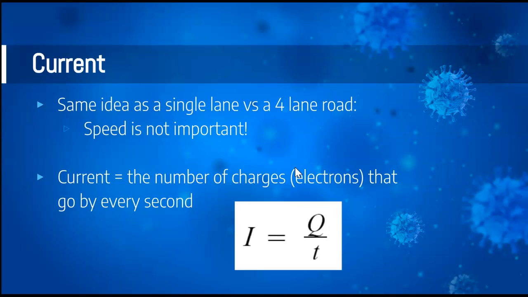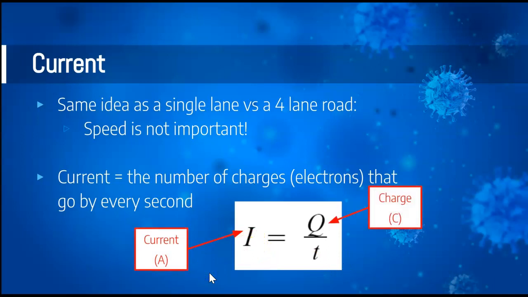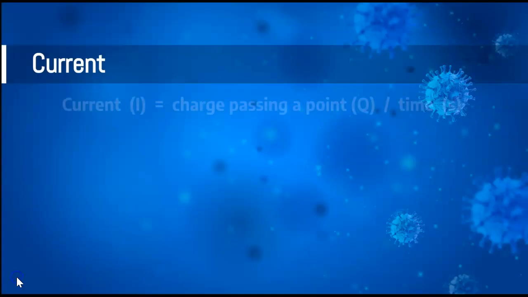So current is the number of charges or electrons that go by every second. And we measure that using Q, which is the quantity of charge, over time measured in seconds. All right, so I is our current, that is measured in amps. Q is our charge, measured in coulombs, and T is our time. So if we know any 2 out of the 3 of these, we can figure out the third. So if we knew the number of charges that go by, and we knew the amount of time it takes for them to go by, we can then calculate the current.